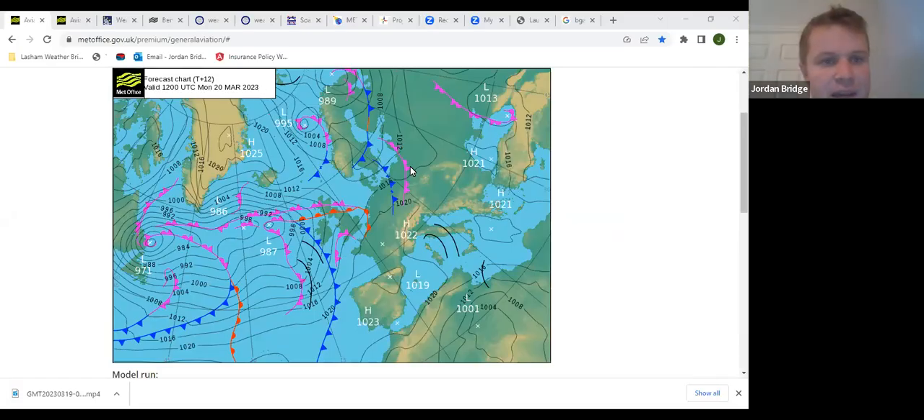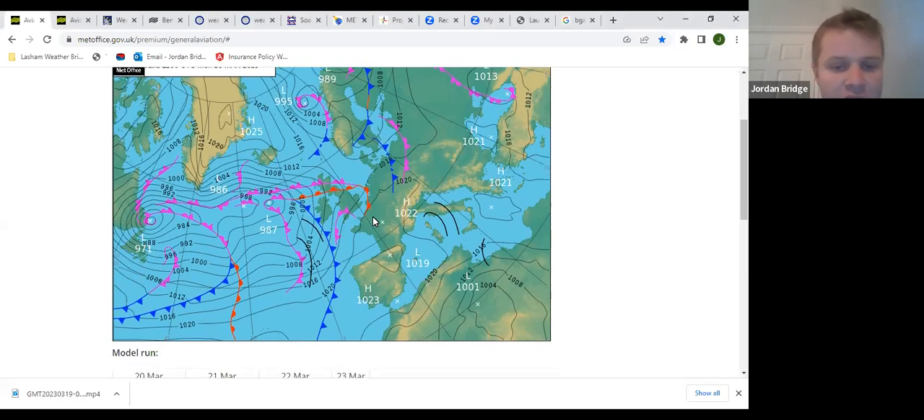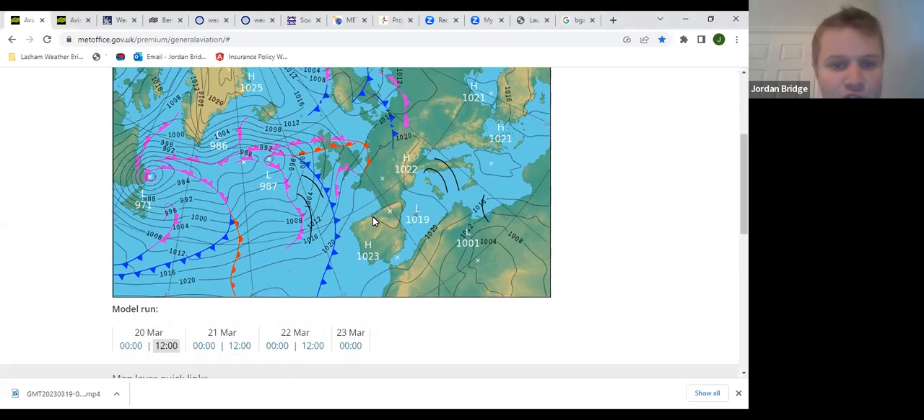Okay, well, a very good morning for Monday, the 20th of March. Warm sector air is coming through over the top of us, and with that, it's bringing a lot of low cloud and fog, which unfortunately means today is not going to be flyable.